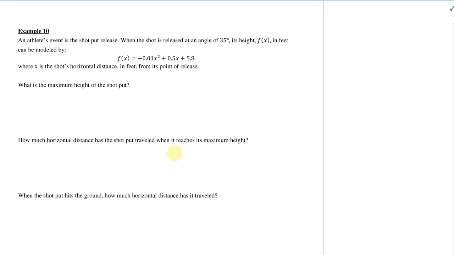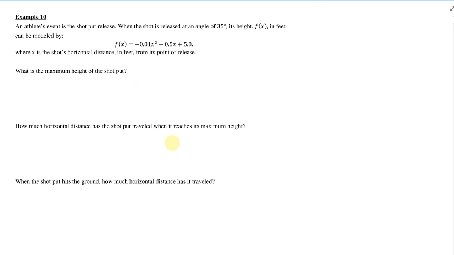Okay, so I've got one last problem here, and then we're good in this section. An athlete's event is the shotput release. When the shot is released at an angle of 35 degrees, its height, f of x, in feet can be modeled by this equation, where x is the shot's horizontal distance in feet from its point of release.